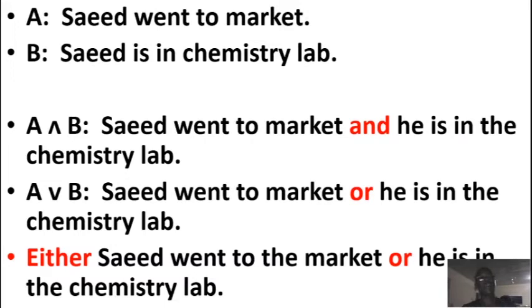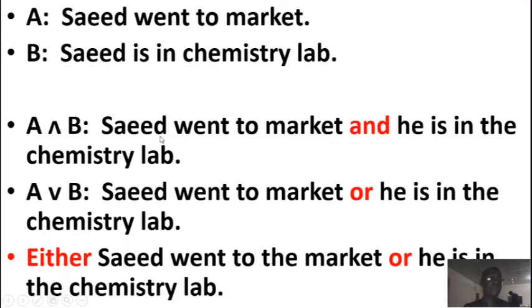We go ahead, continuing the logical connectives. Take a logical statement A to mean Said went to market. Another logical statement B: Said is in the chemistry lab. A and B here, the conjunction of A and B, will mean Said went to market and he is in the chemistry lab. It may or may not be true.